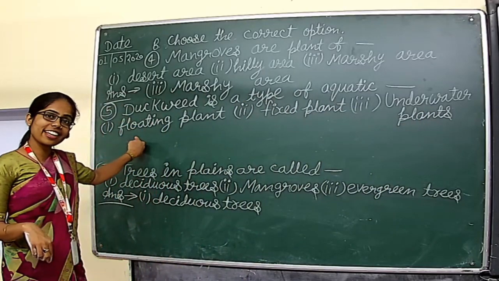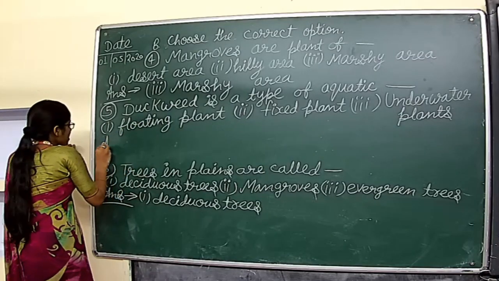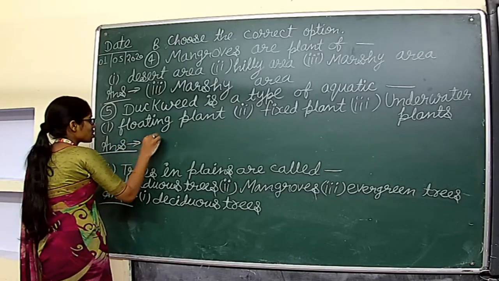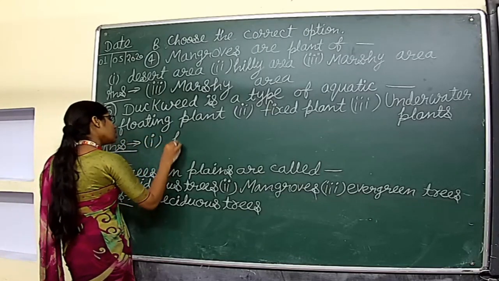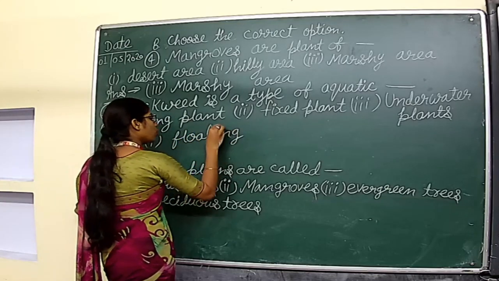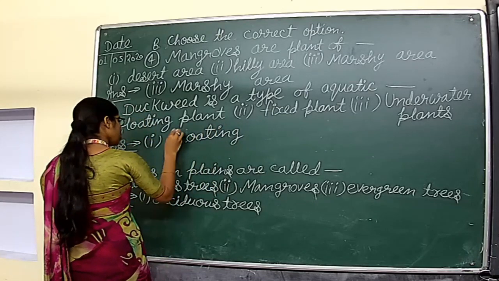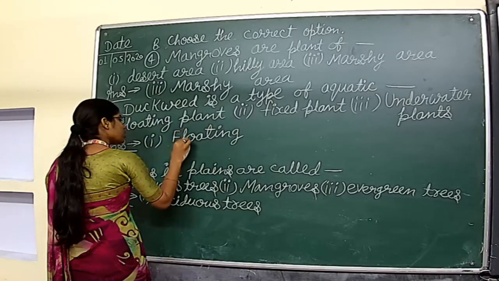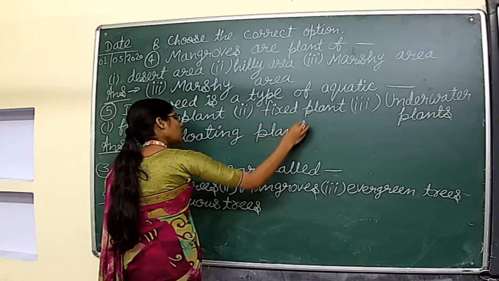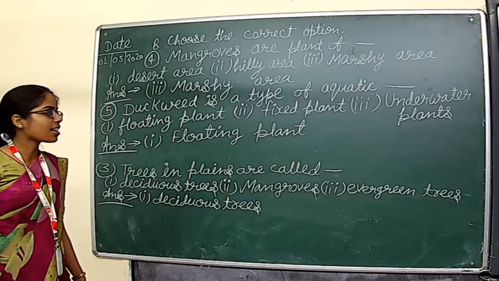What will be the correct answer? This is a floating plant. So the first option is correct here. Duckweed is a type of aquatic floating plant. Okay. Now we have finished this exercise.